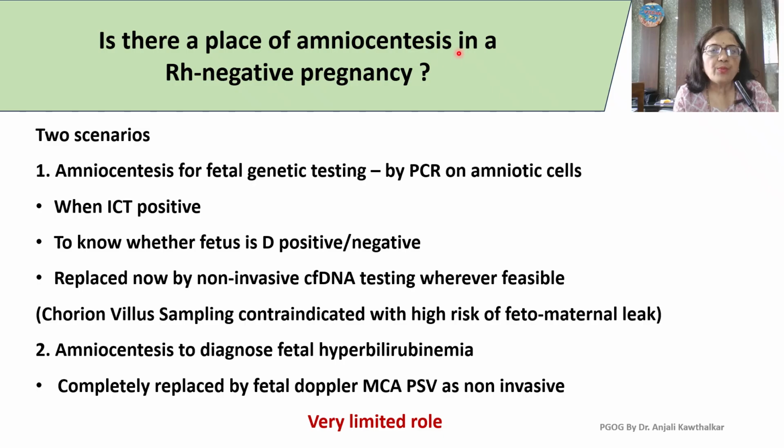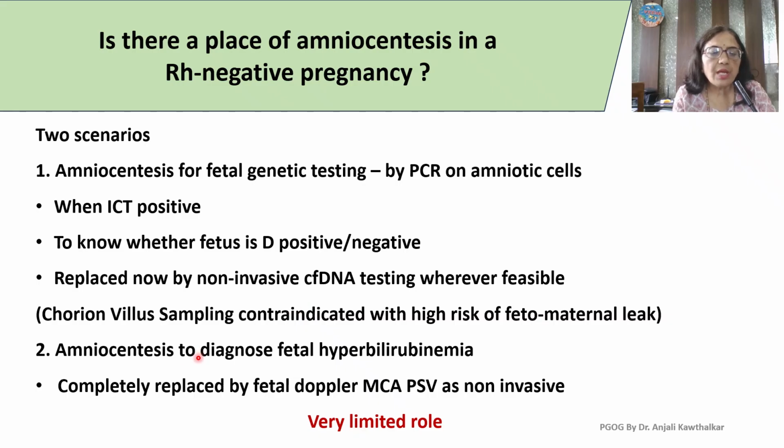Now, is there a place of amniocentesis in Rh negative pregnancy? There are two scenarios. Amniocentesis for fetal genetic testing was previously done by doing PCR, polymerase chain reaction, on amniotic cells when ICT is positive to know whether the fetus is D positive or negative. Now this has been replaced by non-invasive cell-free fetal DNA testing wherever feasible. Chorion villus sampling is contraindicated with high risk of feto-maternal leak, so amniocentesis was previously performed.